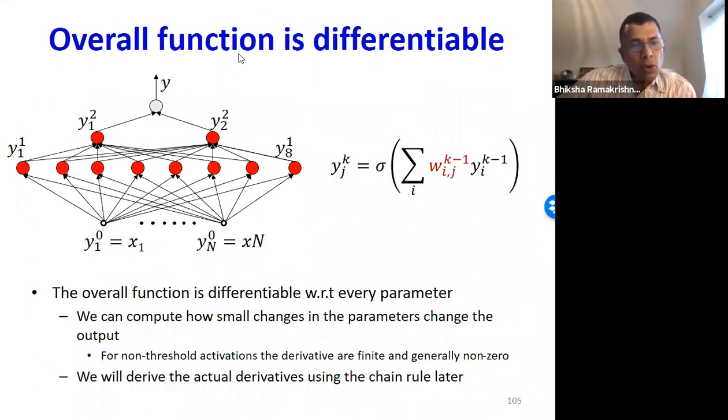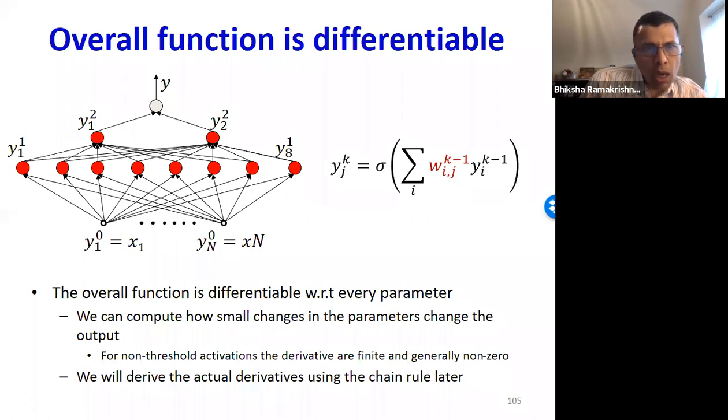So this means this overall function is differentiable, and it's differentiable with respect to every parameter in the network. We can compute how small changes in every parameter change the output. And we can also use these derivatives in a chain rule to figure out how to adjust the parameters of the network to improve the manner in which the network is modeling the function.